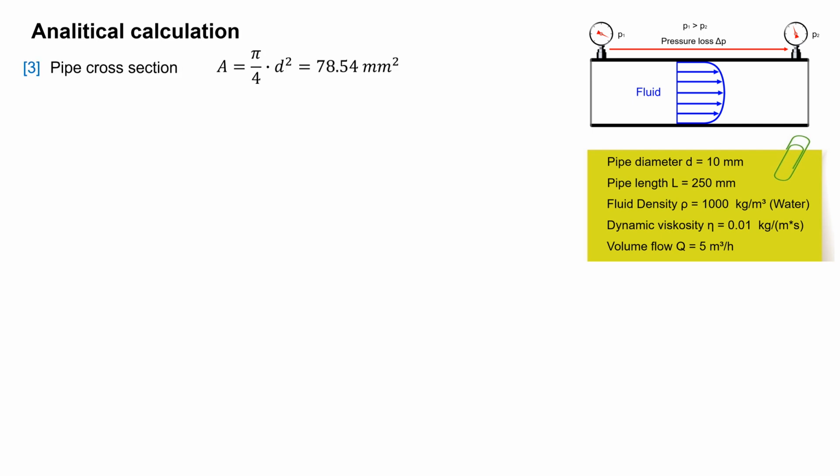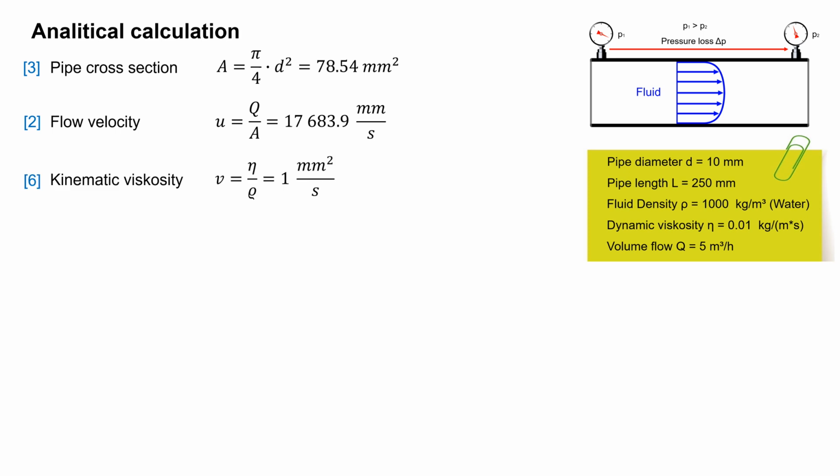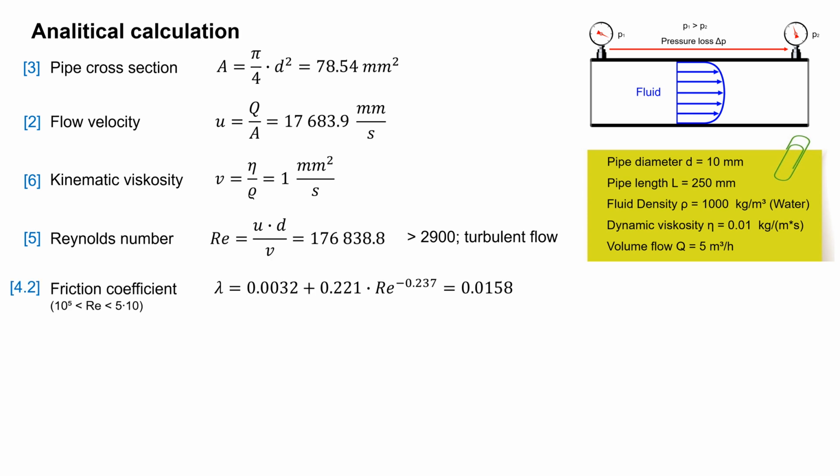Calculation. The pipe cross-section is calculated first from 3, after that the flow velocity from 2, and kinematic viscosity 6. Reynolds number from formula 5 is bigger than 2900, so the flow is turbulent, and for friction coefficient 4.2. All the results in formula 1.